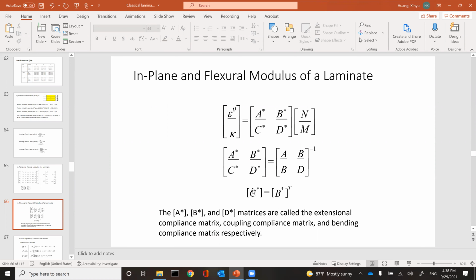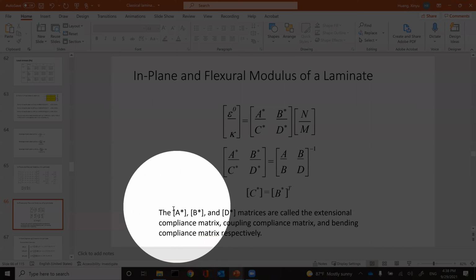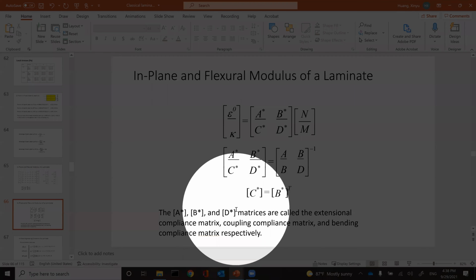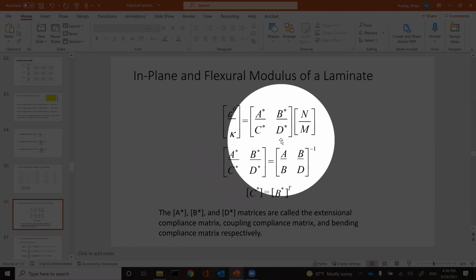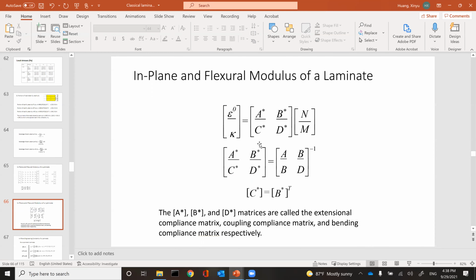So this A star, B star, and D star matrix are called the extensional compliance matrix. The inverted stiffness matrix is the compliance matrix. All right, so they basically characterize the compliance in the stretching mode, A star, and in the bending mode, D star. And B is a coupling matrix between bending and stretching. Okay.